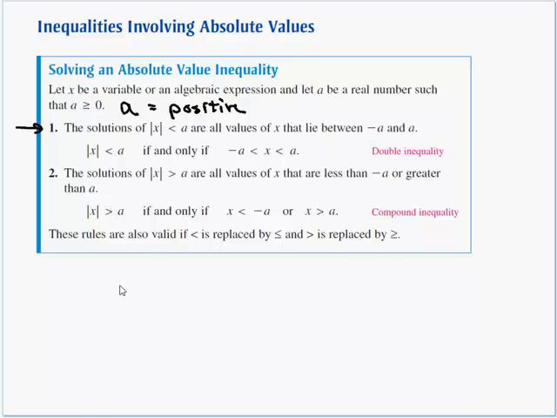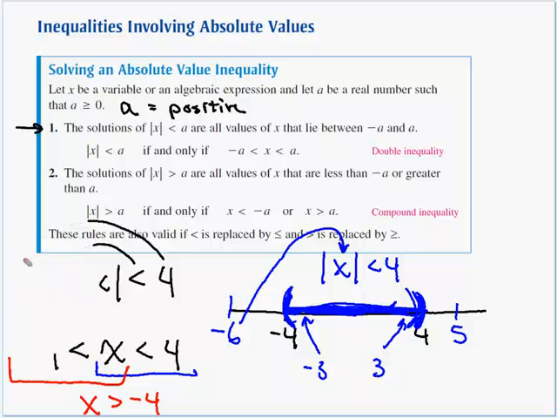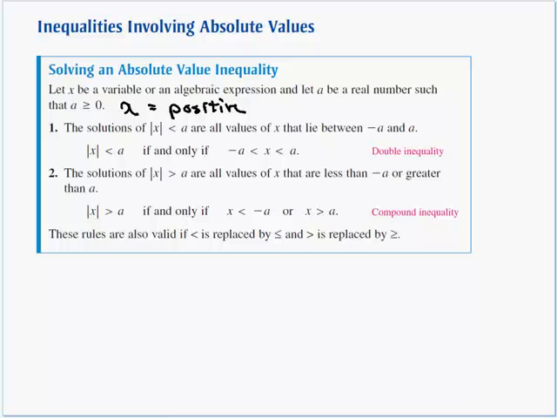And let me back that up. That was for the less than symbol. We started here with absolute value of x is less than 4. What if that was greater than? Well, that's our scenario 2 here. The solutions of the absolute value of x is greater than a are all the values of x that are less than negative a or greater than a. Or the absolute value of x is greater than a if and only if x is less than negative a or x is greater than positive a.